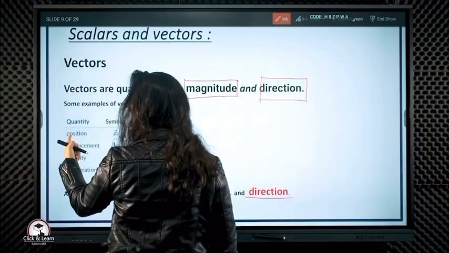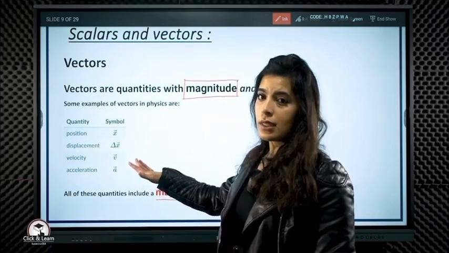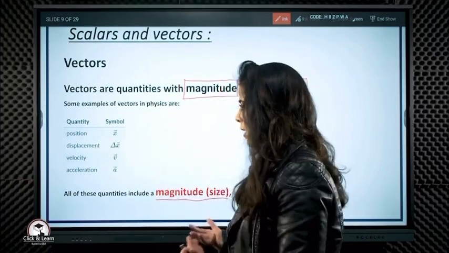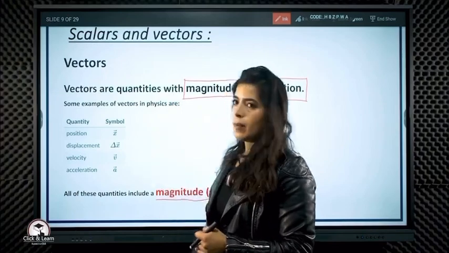So I have position, displacement, velocity, and acceleration. You might not understand what position, displacement, velocity, and acceleration are, but in a few minutes, we're going to catch each one of them and illustrate them separately.